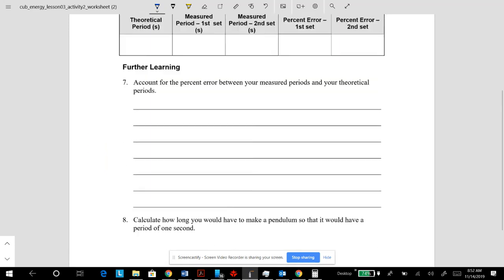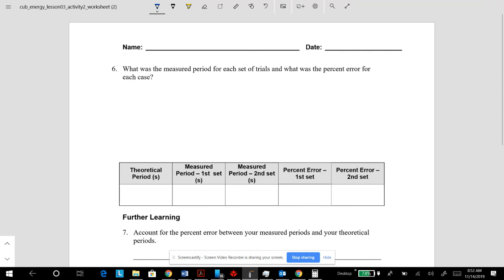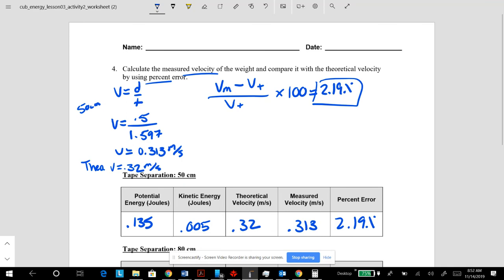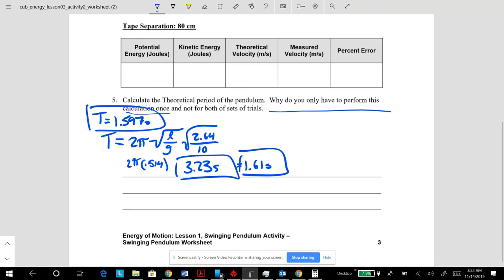All right? It's then going to ask you what your calculated period is for each set of trials, and what the percent error is. So it's going to go through the same exact thing. You're going to say T measured minus T theoretical, divided by T theoretical, times 100. And that should equal a percent value of error, right? So our theoretical period, which we got, was 1.61. Our measured for the first set was 1.597.